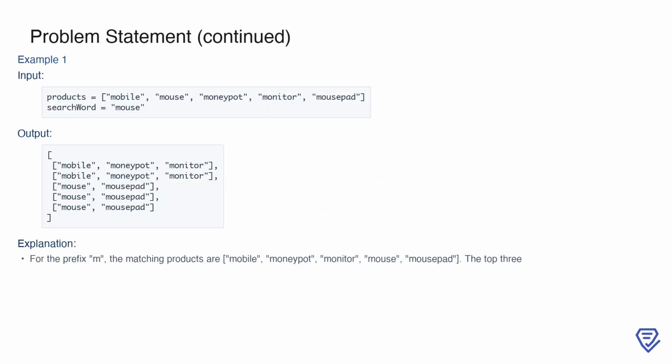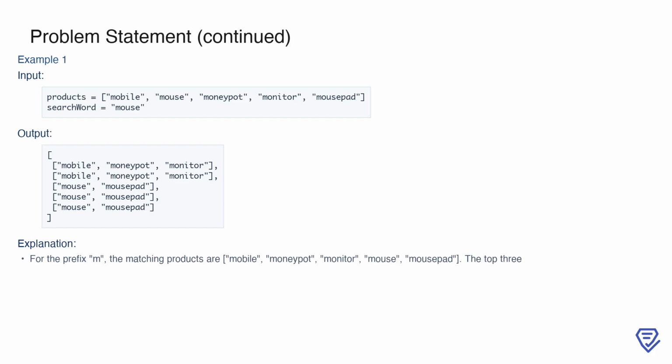Let's look at an example to understand this better. Suppose the list of products is mobile, mouse, moneypot, monitor, mousepad, and the search word is mouse. For the first prefix, M, the system identifies all products starting with M, which are mobile, moneypot, monitor, mouse, mousepad. Out of these, the top 3 products in lexicographical order are mobile, moneypot, monitor. For the second prefix, MO, the matching products remain the same, so the suggestions are still mobile, moneypot, monitor.